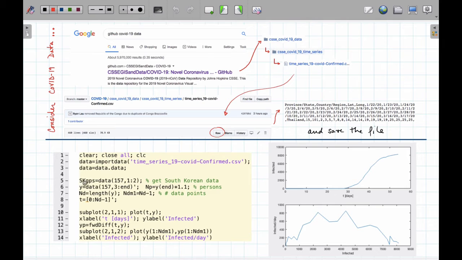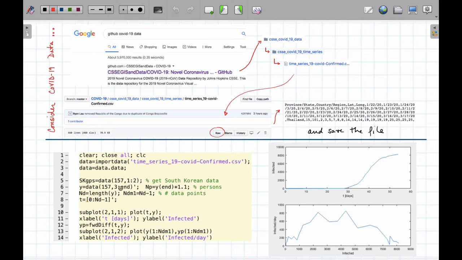First thing I did was grab the GPS coordinates of line 157, which is what South Korea's GPS latitude and longitude should be. You might want to check that that's the case. The reason we're going to look at South Korean data is that they did a very good job of controlling the outbreak, and they're actually on the other side of the curve. So they have a kind of complete data set for us to look at.